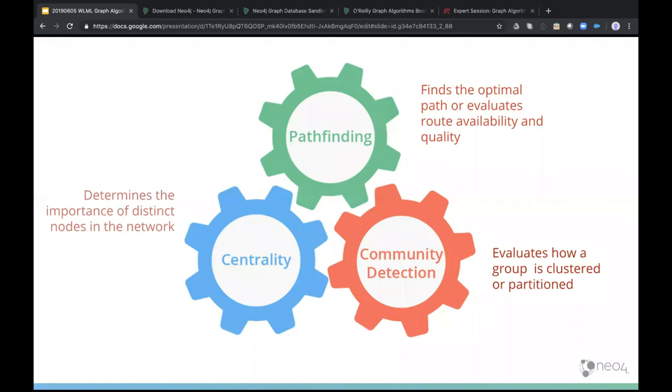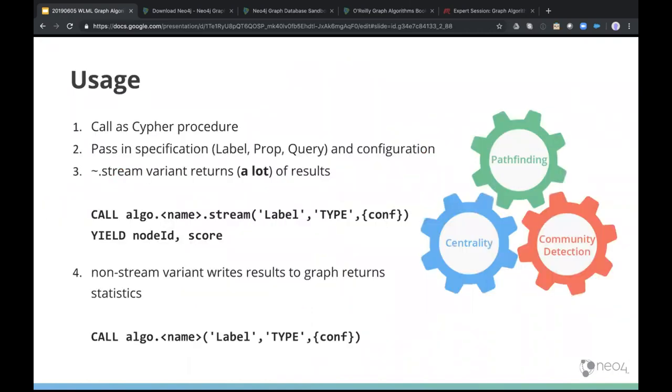Community detection is another one. That's the Walloon versus Flemish example, where we're trying to figure out which parts of the graph resemble one another and how they fit together, how they form cliques, how they form communities. These are the big buckets, and within each of these buckets, there are different ways of doing it.